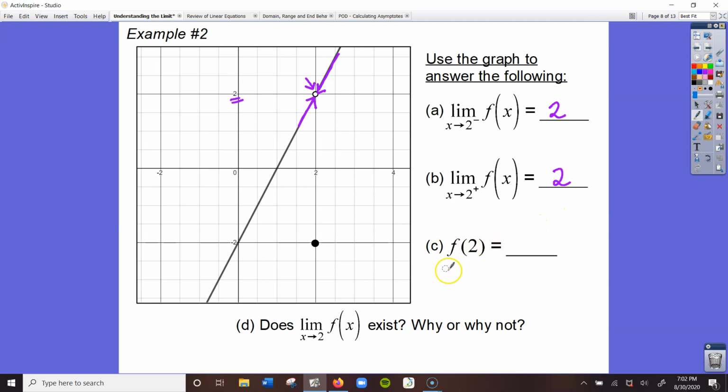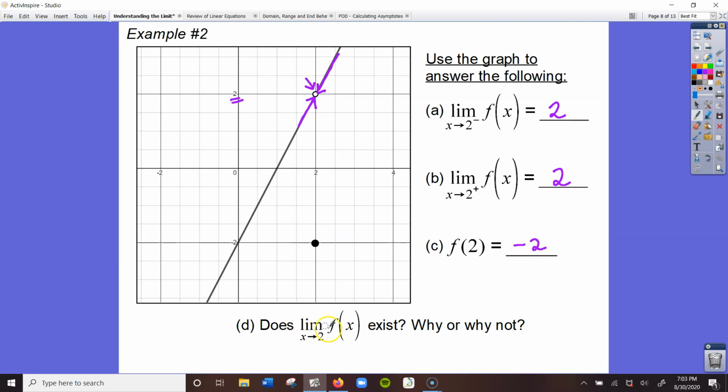Now the function value is where it's actually defined when x is equal to 2. On the actual function, we have that hole there on that line, so that is not defined. But at x equal to 2, we have this solid dot, which is the actual defined value of the function. So f of 2 is negative 2.